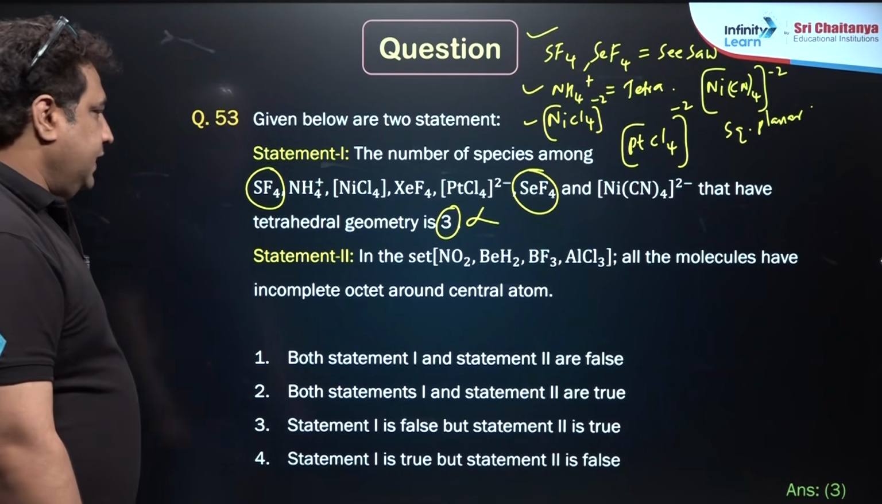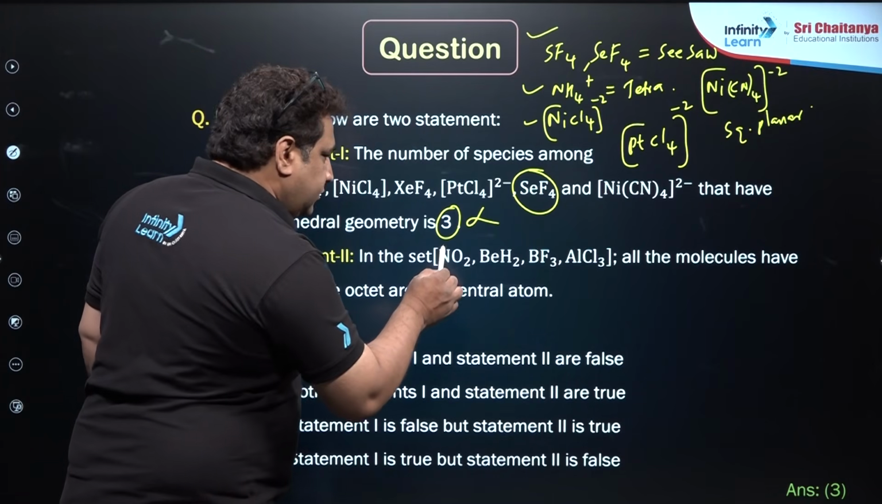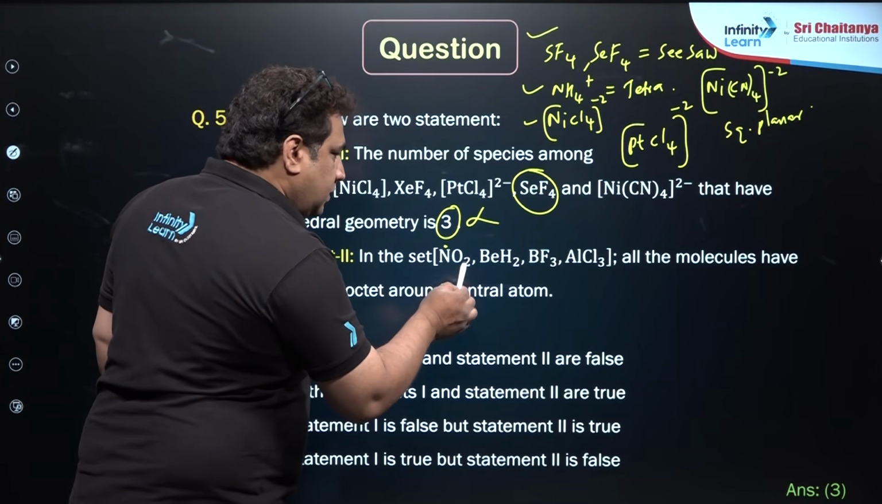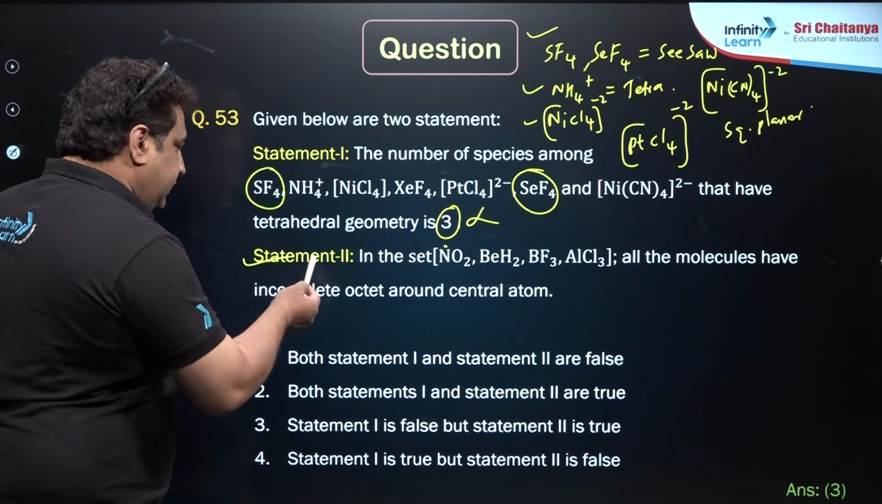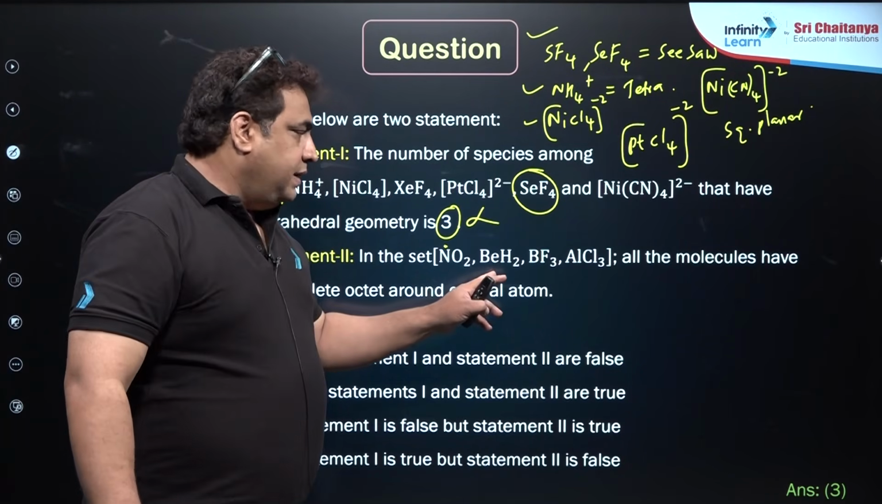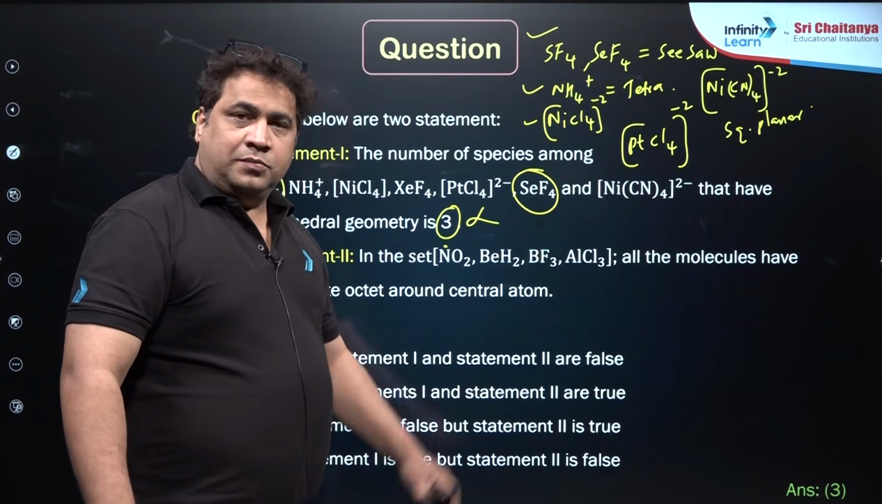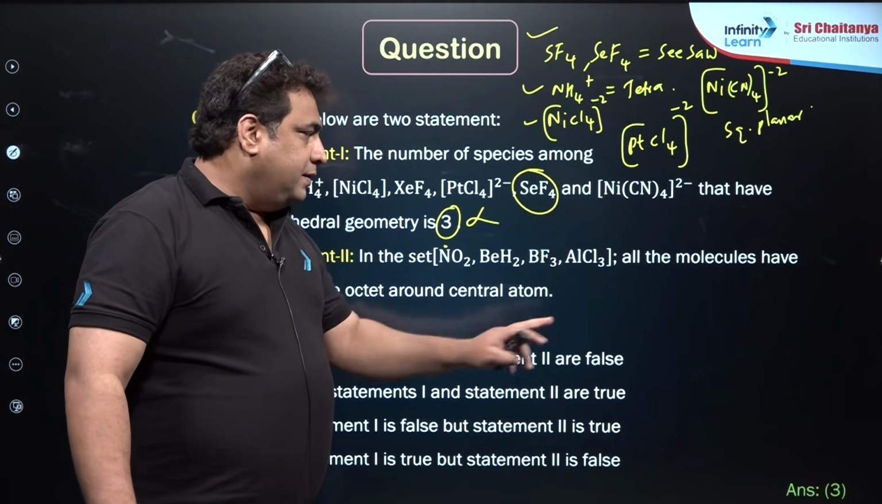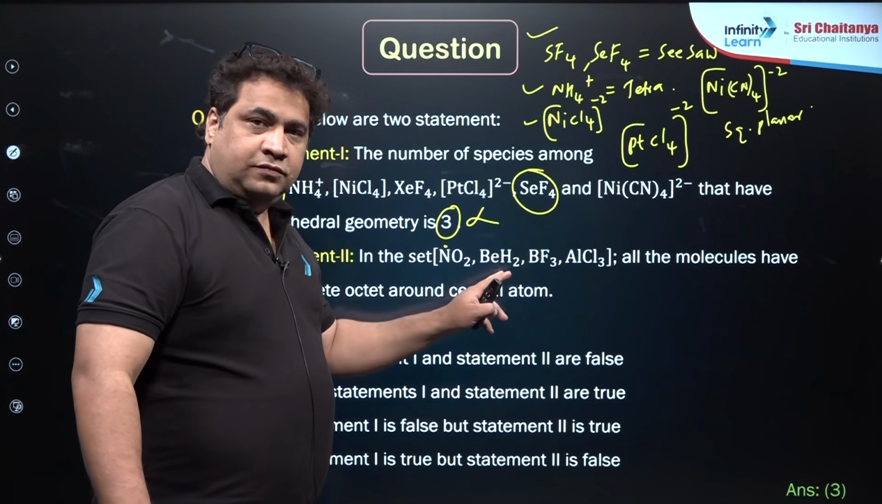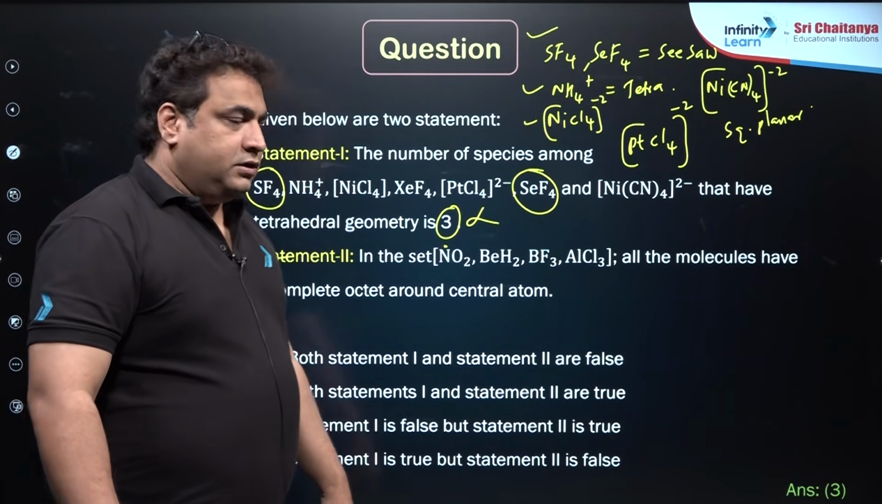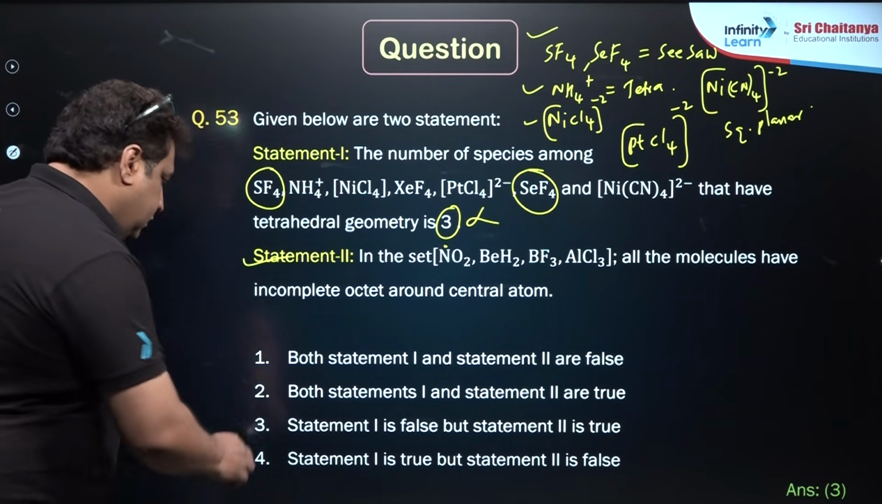Next, in the set of NO2, you know this has an odd electron, incomplete octet. All are incomplete octet compounds, because beryllium compounds, boron compounds, aluminum compounds all have incomplete octet, 6 electrons around the central atom, and odd electron, unpaired electron. Hence the answer is option 3.